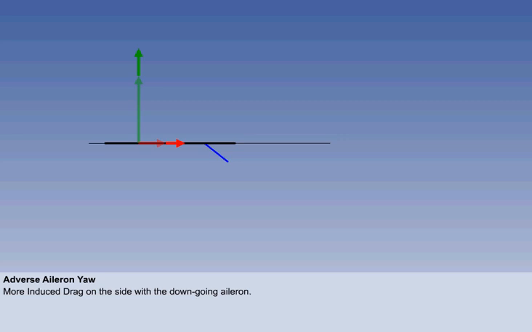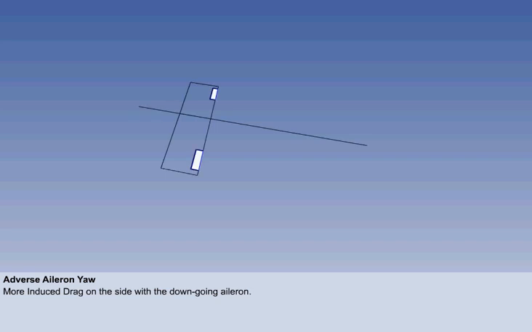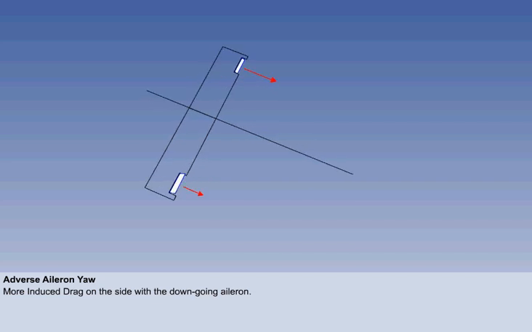Parasite drag is the same on both, but the downgoing aileron would generate an increase in induced drag, and the upgoing aileron would generate a decrease in induced drag. Only the downgoing aileron is illustrated. The adverse aileron yaw illustrated here is greatly exaggerated for clarity. The result of adverse aileron yaw is a yawing moment in the opposite direction to that required.